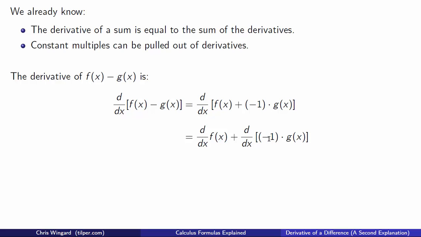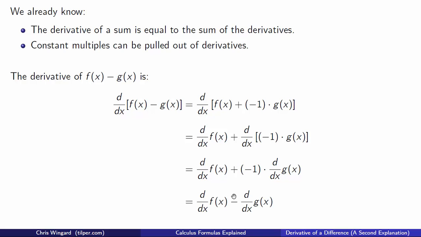-1 is a constant multiple, so we know from a different earlier video that we can pull constant multiples out of derivatives. So we can pull the -1 out of the derivative, and we end up with this. And finally, remember what we said a few seconds ago, if we have plus -1 times something, that's the same thing as saying minus that something. So we end up with our desired result.